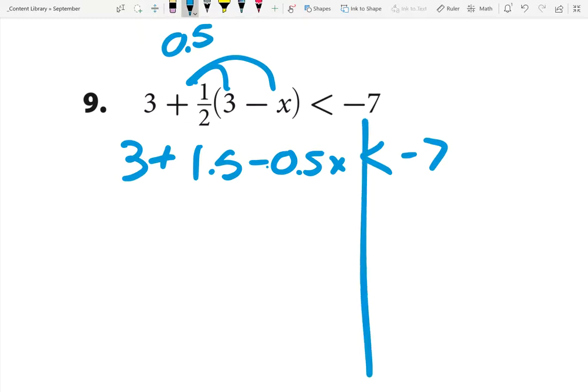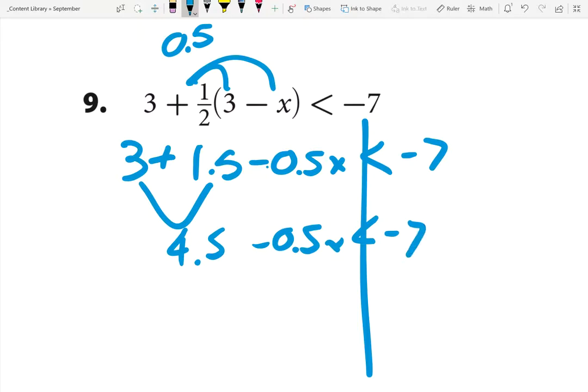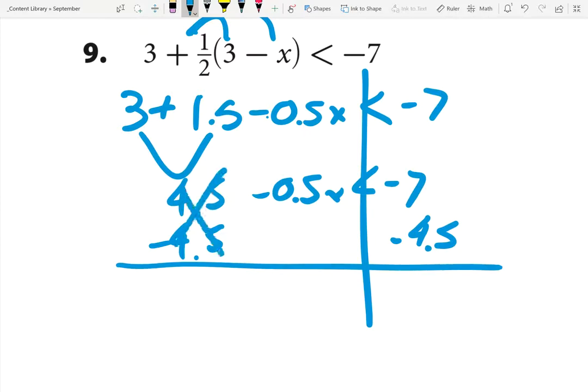So I see here that I've got these two numbers. I can combine 3 and 1.5. I can just pop them together. 3 plus 1.5 makes 4.5, and then I'll bring down minus 0.5x less than negative 7. So again, I got to get rid of 4.5. I got to get rid of negative 0.5. But because negative 0.5 is with x, I'll save that for last, and I'll get rid of the 4.5 first, just like we've done in the past several problems. So doing that, we'll be left with negative 0.5x less than negative 7 minus 4.5 makes negative 11.5. And now we'll divide by negative 0.5.